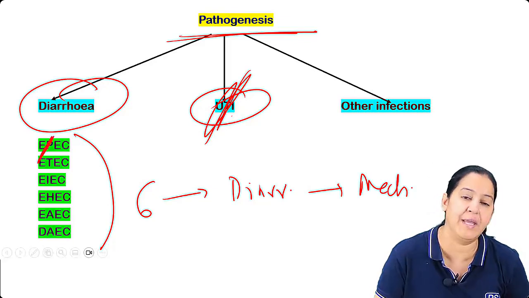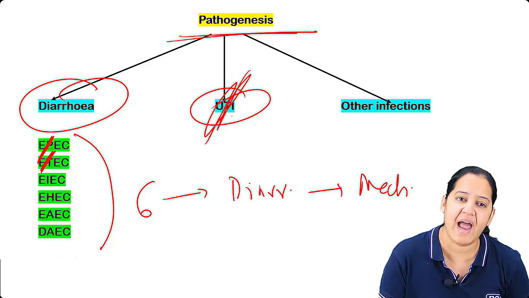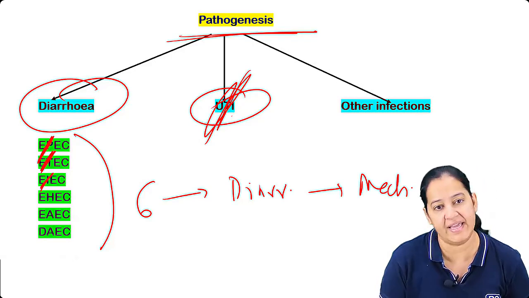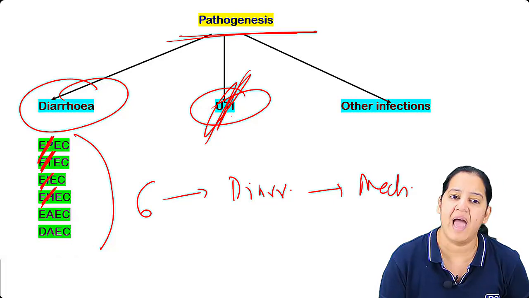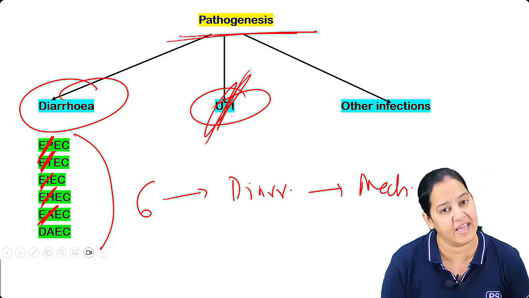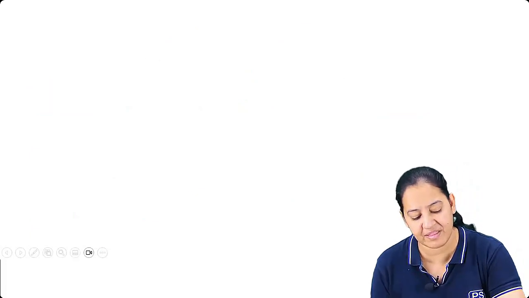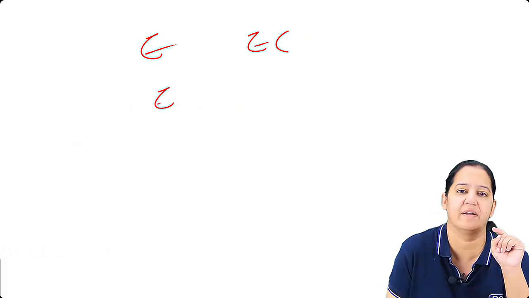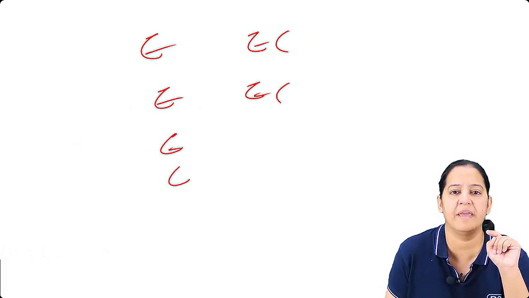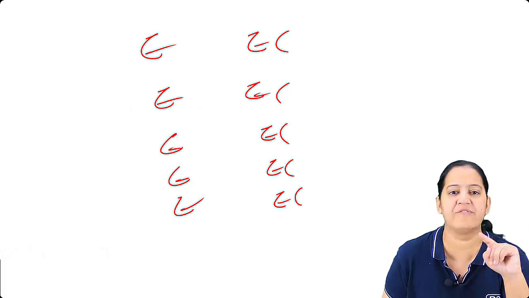Enteropathogenic E. coli, EPEC. Enterotoxigenic E. coli, ETEC. Enteroinvasive E. coli, EIEC. Enterohemorrhagic E. coli, EHEC. Enteroaggressive E. coli, EAEC. And diffusely adherent. See, I'm writing again. So you have to pick the word. Entero what? All of them are entero E. coli. The last one is diffusely adherent.